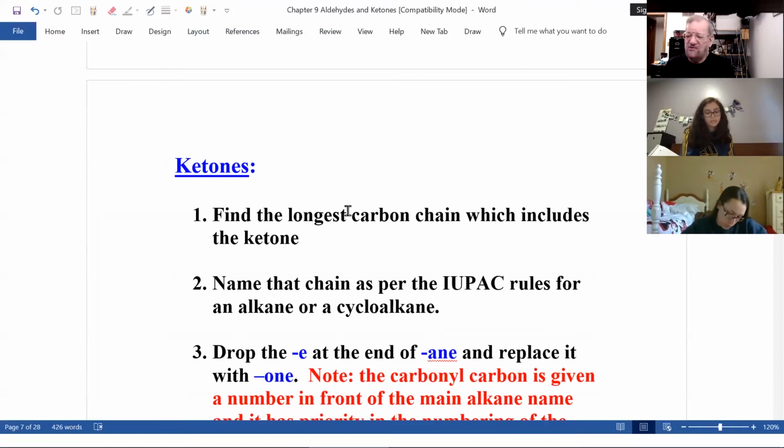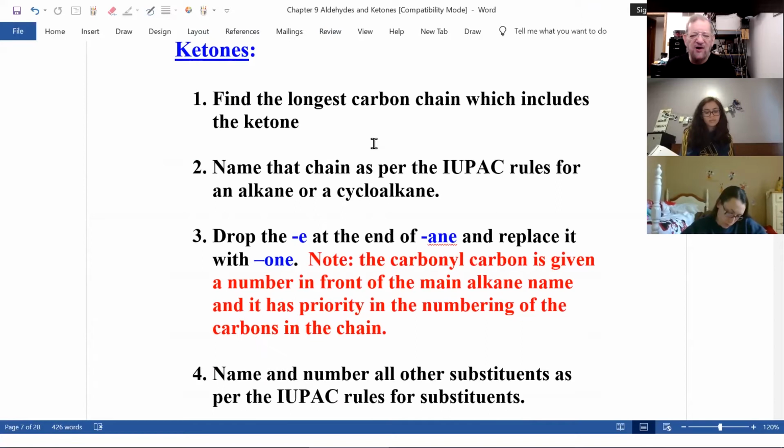Everybody see ketones on the screen now? Thank you. All right, remember ketones: find the longest chain, which includes the carbonyl carbon. Name it as an alkane or cycloalkane. Drop the E at the end of the alkane name or cycloalkane. Add ONE for the carbonyl carbon. The carbonyl carbon is always the lowest number in an acyclic compound, and you do need a number. In a ring, it's always number 1, and you don't need a number.